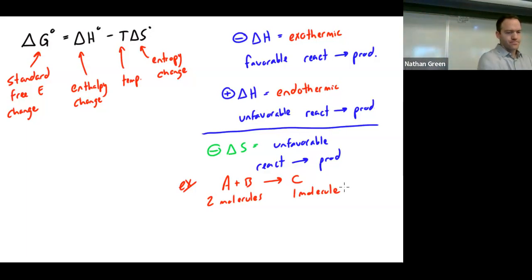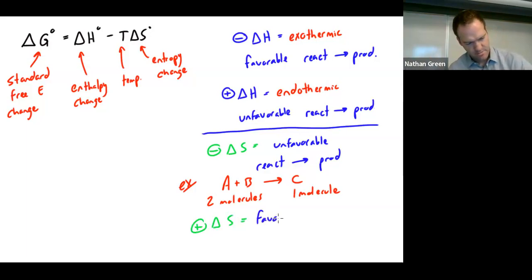Let's see. Nature doesn't like that. Nature wants things to spread out a lot more. Nature would love for entropy to increase. A positive delta S is favorable for turning reactants into products.